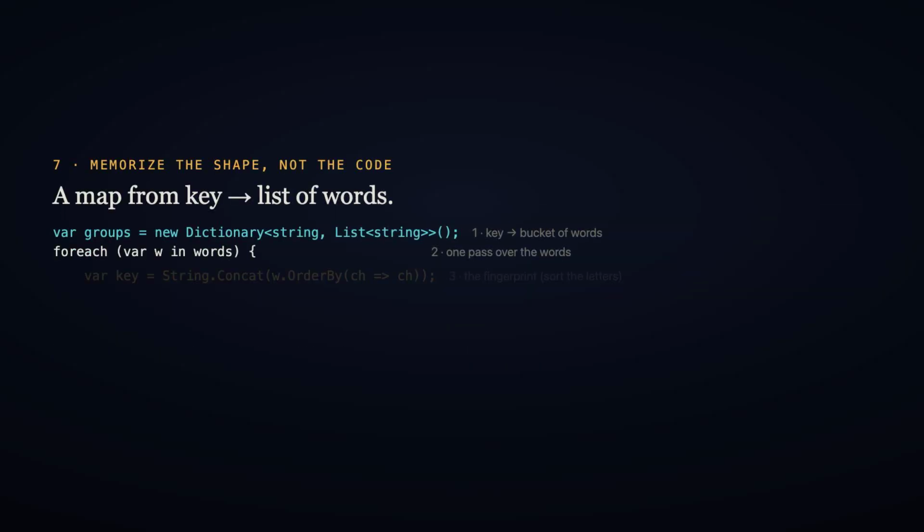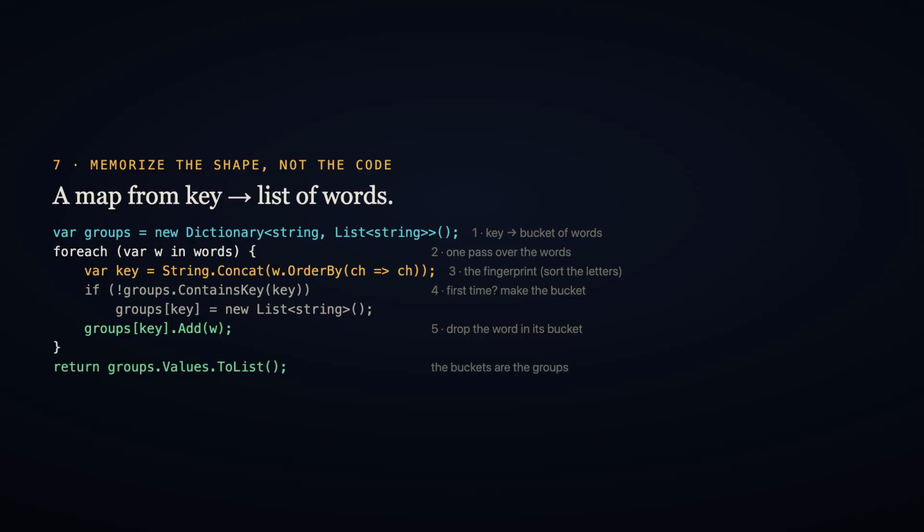And here's the shape worth keeping. Don't memorize the code, memorize this. Make a hash map from a key to a list of words. Walk the list once. For each word, build its key. Sort it or count it. Look up that key in the map and add the word to that bucket, creating the bucket the first time you see a key. When you're done, the map's values are your groups.